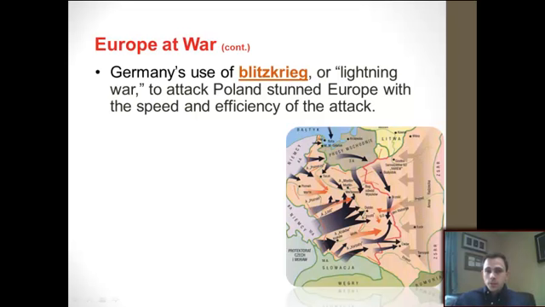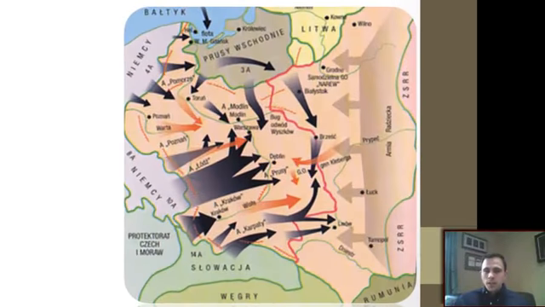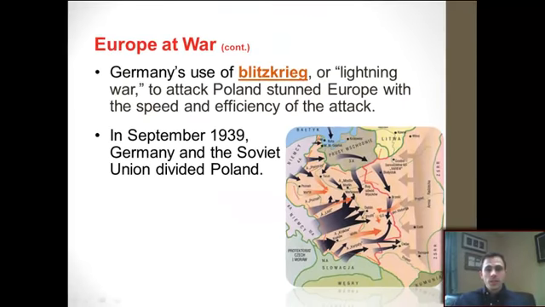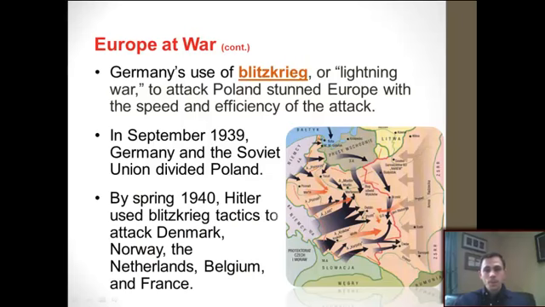Okay, Germany's use of the Blitzkrieg, or lightning war, was used to attack Poland and stunned Europe with the speed and efficiency of the attack. In the image to the right, we can see the directions and the flanks that they used when they attacked Poland. In September of 1939, Germany and the Soviet Union divided Poland. They came up with a pact, and each took control of one half of the country. By spring of 1940, Hitler used a Blitzkrieg tactic against Denmark, Norway, the Netherlands, Belgium, and France.